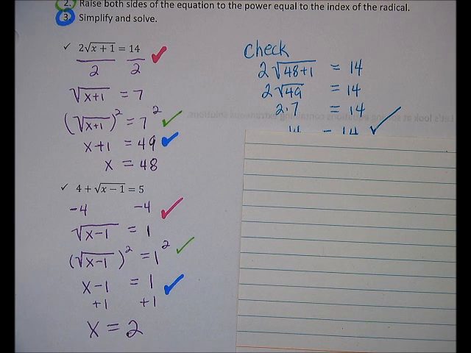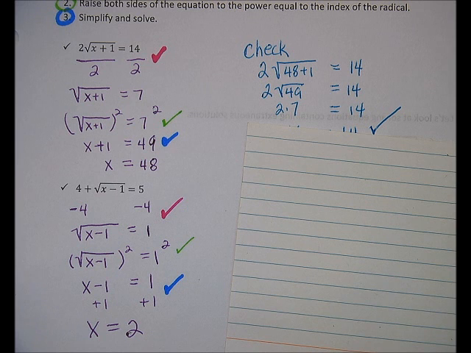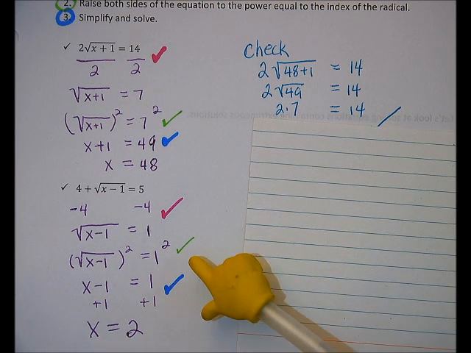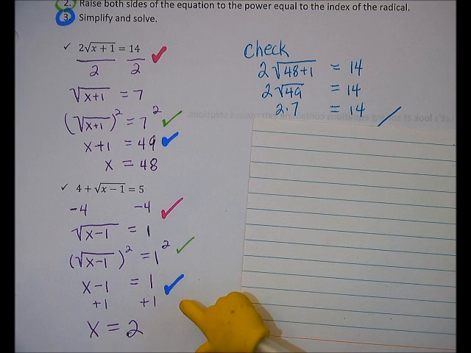In order to isolate this radical, we need to subtract 4 from both sides. So we do that, and we end up with the square root of x minus 1 is equal to 1. We will square both sides, and then simplify and solve for x. In this case, that means adding 1 to both sides, and we end up with x is equal to 2.